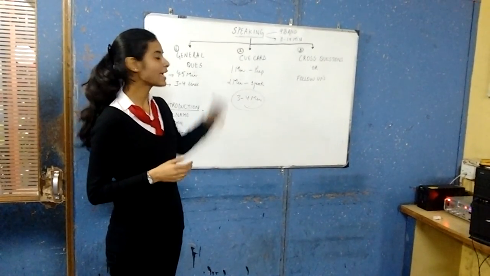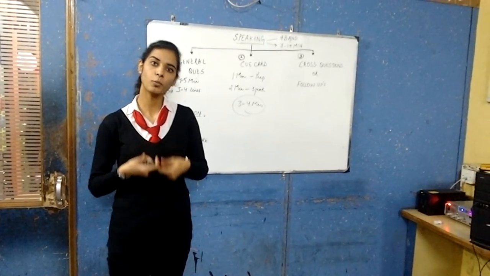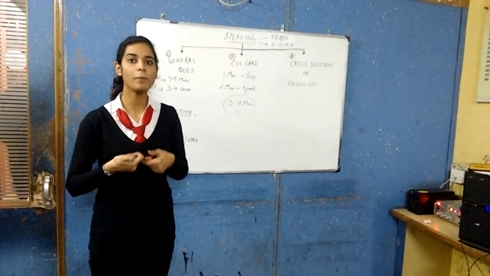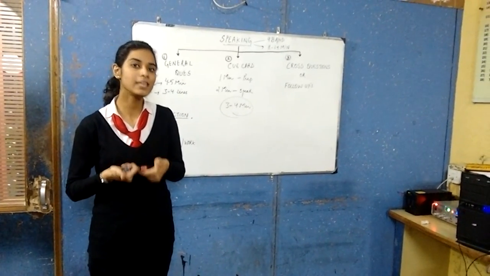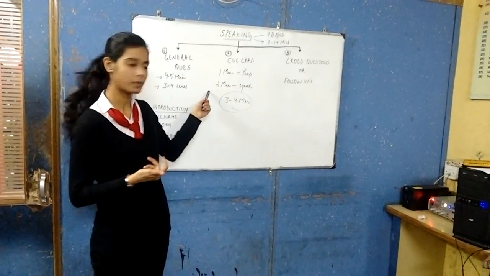Well, you can utilize this 1 minute in any manner you want. If you want to write about the cue card, you may write. If you want to think about that cue card, you may think. But instead of writing the whole paragraph, try to write only the keywords. That will help you to be fluent whenever you speak for 2 minutes.